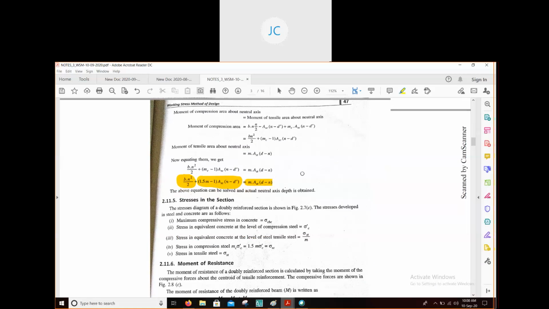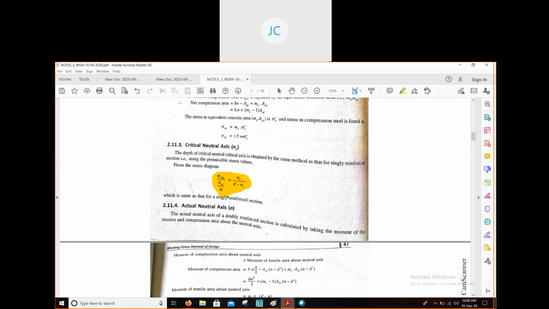Okay, so this is the formula to find out actual neutral axis, and this is the formula to find out critical neutral axis. Same formula as the last one.